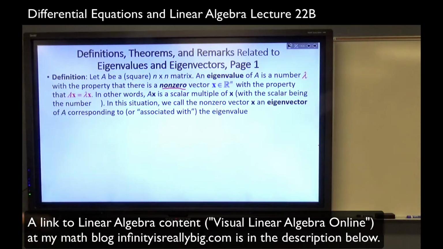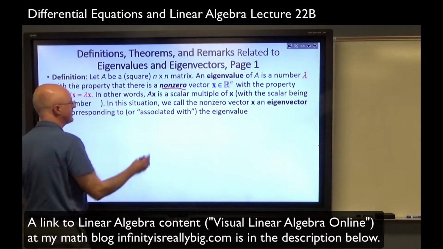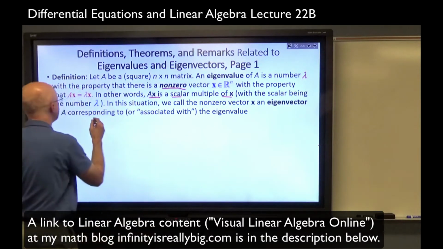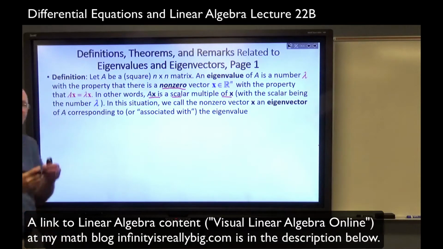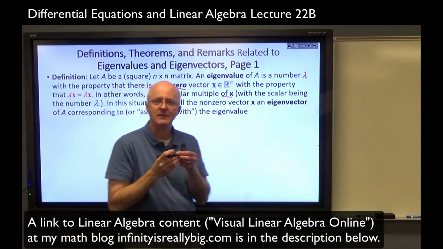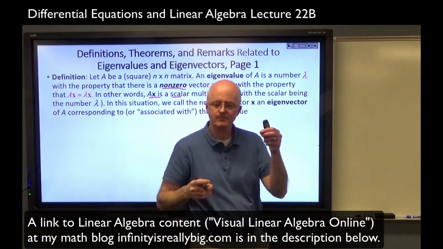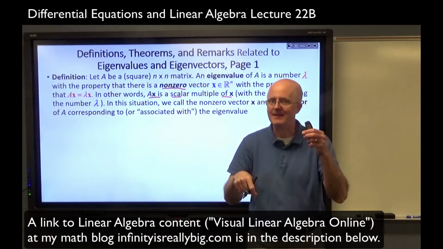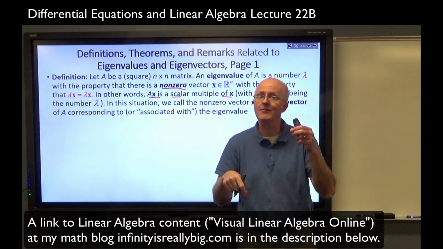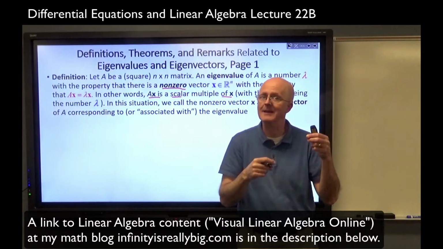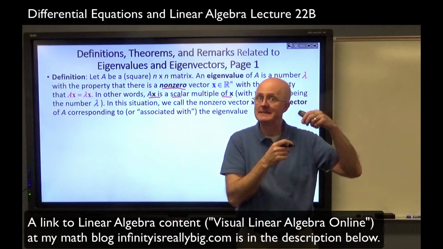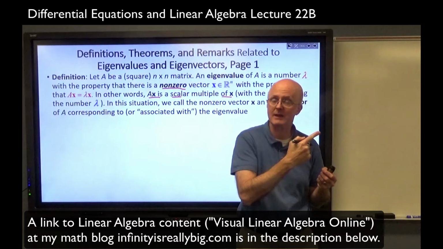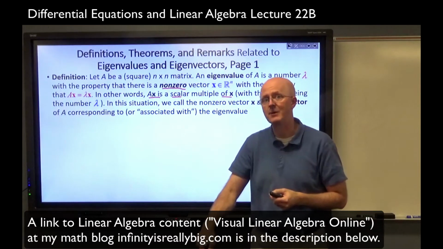You want to think about it geometrically as well. In other words, A times x is a scalar multiple of x, with the scalar being the number lambda. Visually, if you draw x as an arrow with its tail at the origin, say, and if that is an eigenvector for A, for some eigenvalue lambda, then A times x will be a scalar multiple of x. It'll be parallel to it, either in the same direction when lambda is positive, or the opposite direction when lambda is negative.